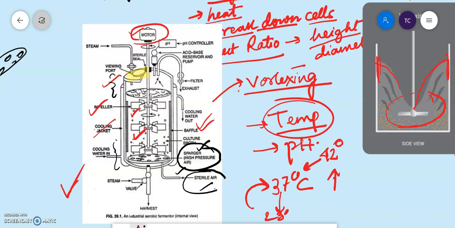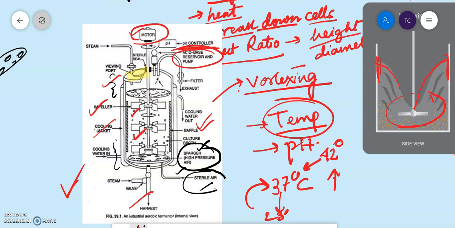pH control. There is a pH controller over here, and acid and base reservoir pumps are there. They will intermittently add the acid and the base to maintain the pH of the overall system, because pH is very important for optimum growth, and optimum growth will give you the optimum product. Okay. Then you get to see that there is a harvest valve from where you get the product.